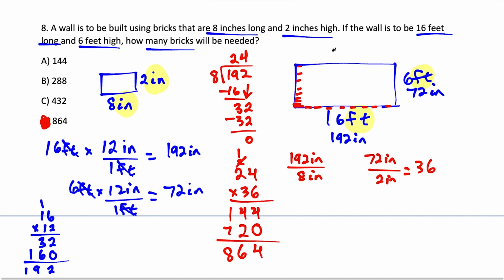And once again, we could fit 24 bricks going across, and we could fit 36 bricks going up. So that's why we're multiplying here. It's kind of like we're just finding the area in a way, but we're doing 24 times 36, and choice D is our correct answer.